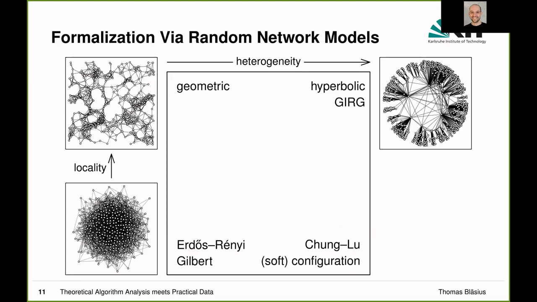For now, the important message is that for each corner of this space of instances, there is a network model that generates instances that have these properties of being local or heterogeneous. These three networks shown here are, by the way, an Erdős–Rényi graph, a geometric random graph, and a hyperbolic random graph. So these are prototypical instances for their respective corner, basically.